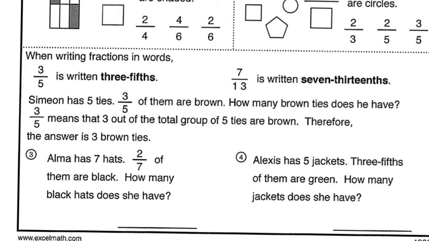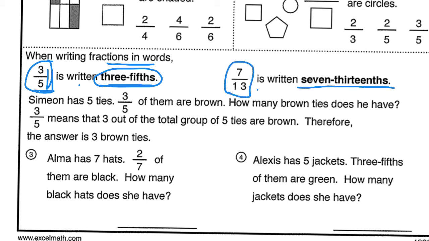All right, moving right along. When writing fractions in words, 3/5 is written as three fifths. This is the word form of this fraction. You might want to pause the video and read that and think about it for a second. Three fifths, that's how we say this fraction. The way we say this is seven thirteenths.